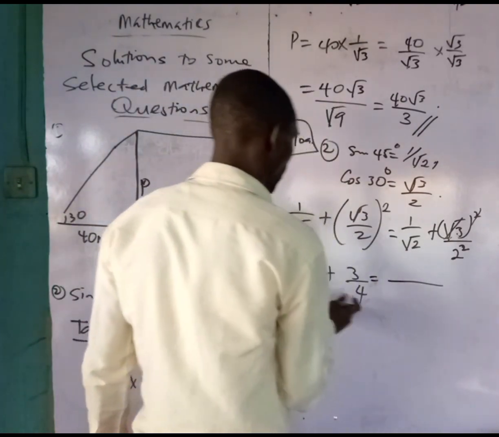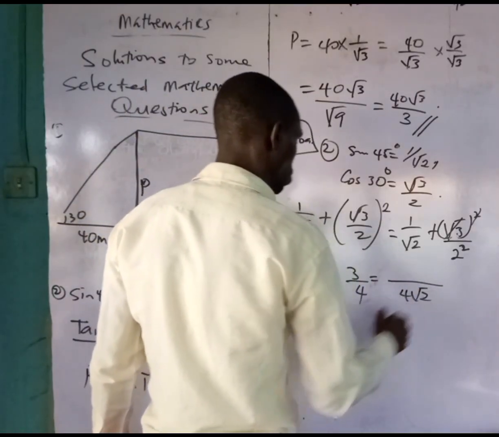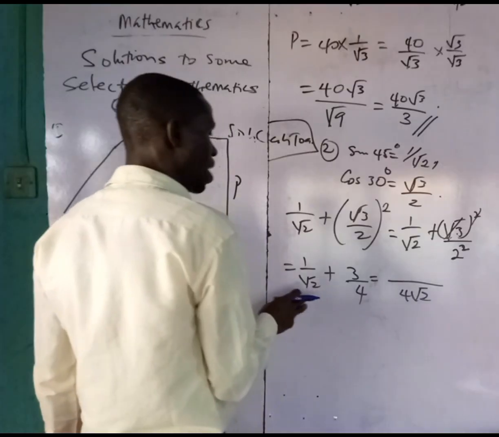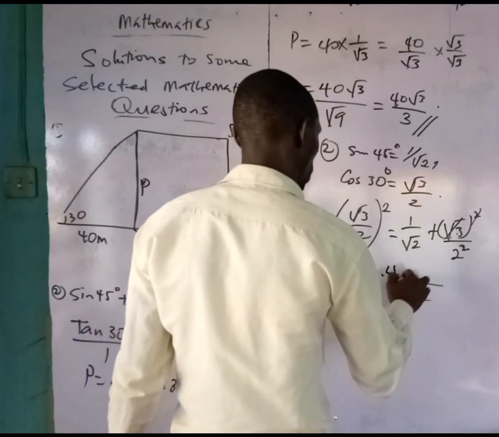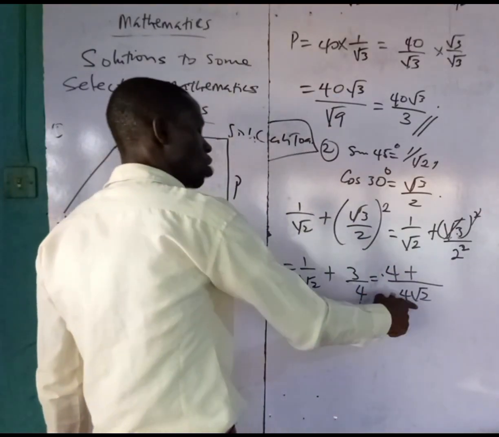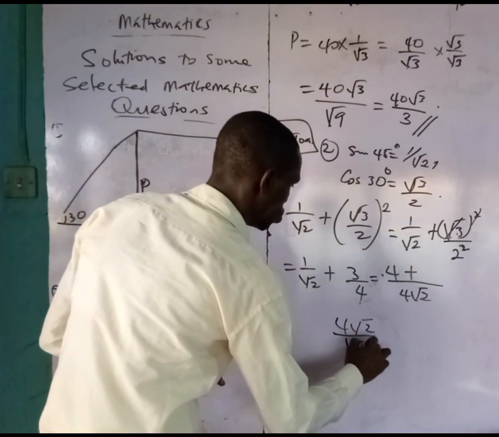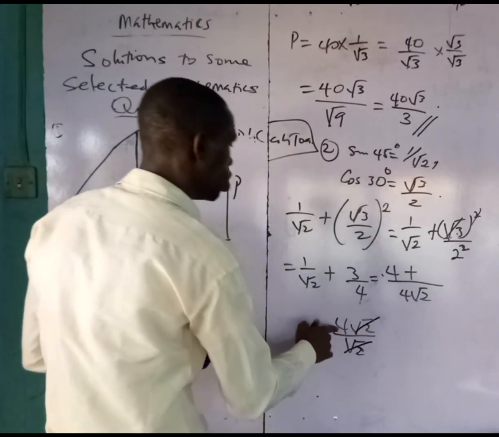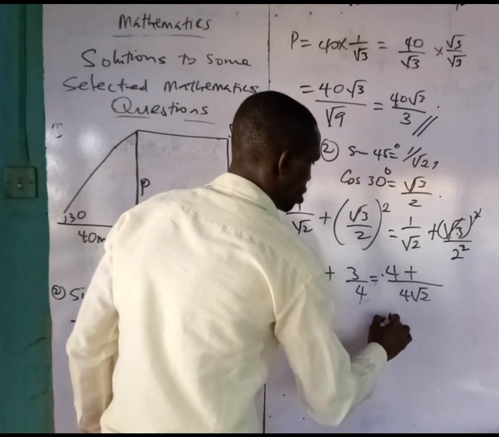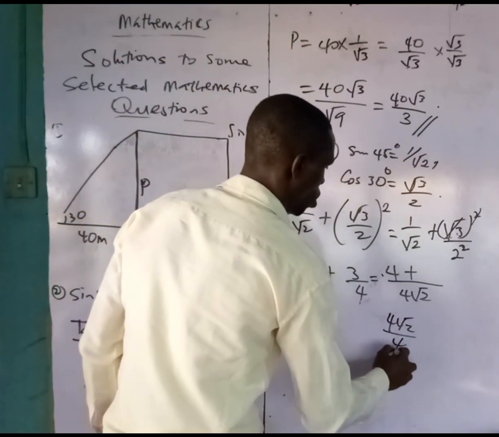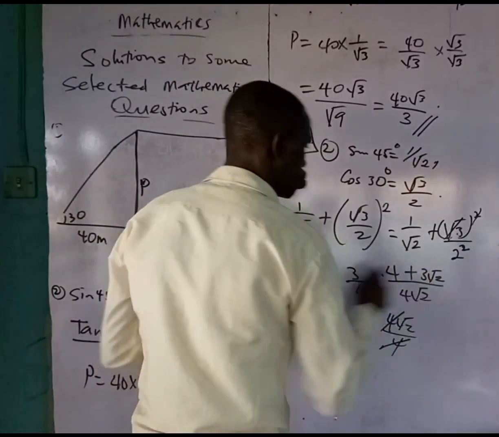So what's our LCM? Find the LCM. That's going to be 4 times root 2, that's 4 root 2. So 4 root 2 divided by root 2, you have 4. 4 times 1, you have 4 plus 4 root 2. This is what we said. 4 root 2 divided by root 2, root 2 will cancel root 2, remain only 4. 4 times 1, you have 4. Good. Now look at this. 4 root 2 divided by 4, 4 will cancel 4, remaining root 2. Root 2 times 3 will give you 3 root 2.